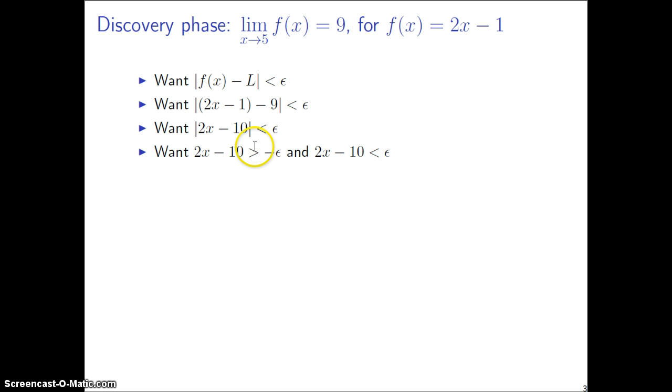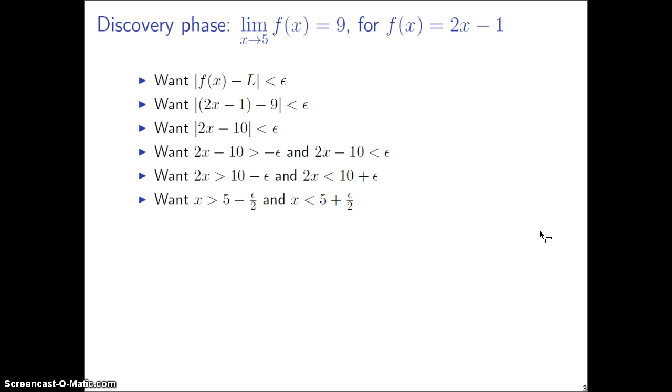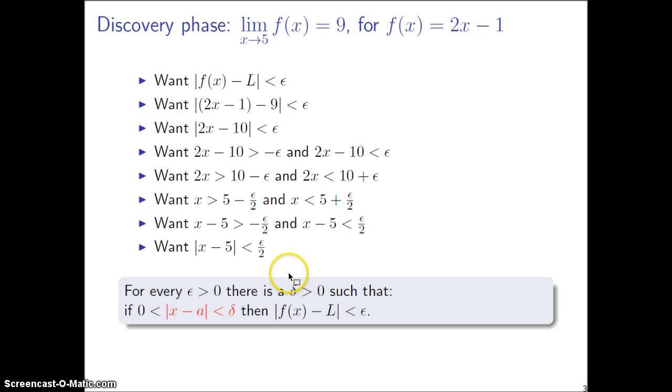The thing you're absolute valuing should be bigger than negative epsilon and smaller than positive epsilon. And then in both of these problems, you can add 10 on both sides, divide by 2 on both sides. And though we've solved for x, for what we need to do, it'll be more convenient to now subtract 5 on both sides. Then you can take these two inequalities here and combine them back into this form using absolute value. And now just recall the definition of the limit and just match things up here. And you can see that delta has to be epsilon over 2. Right? So we'll use delta is equal to epsilon over 2. We're done with this discovery phase.